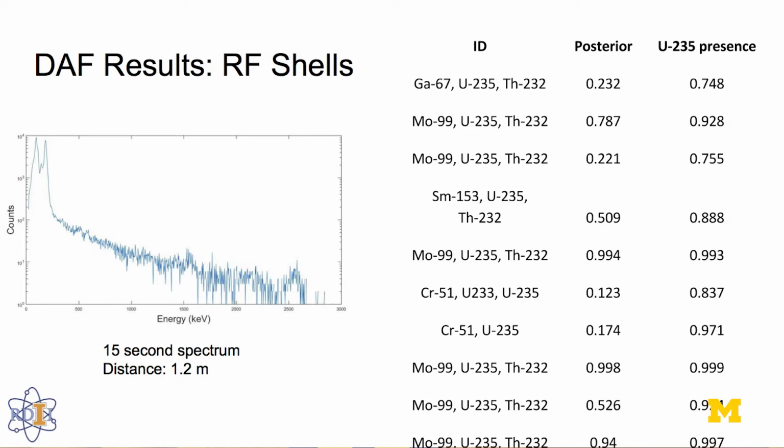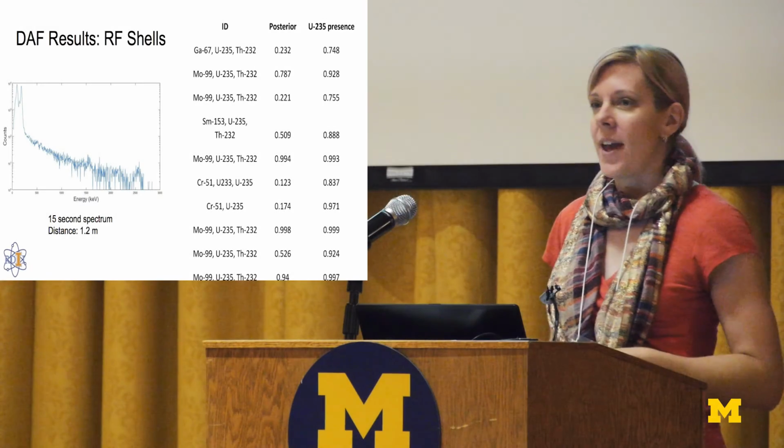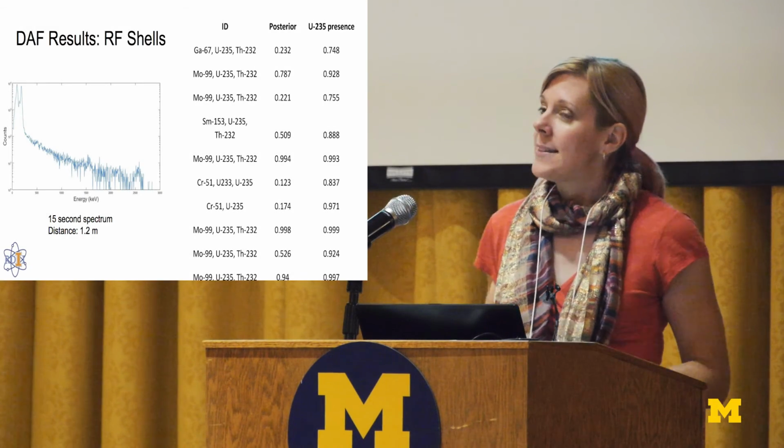We can do this also for the Rocky Flats shell. So this is 13.1 kilograms of highly enriched uranium, 15 seconds, distance of 1.2 meters. I'm not trying to pull the wool over anybody's eyes. You can see that there are misidentifications in here, there are false identifications in here. But the bottom line that everybody cares about is, okay, how correct is an identification? And that might sound like a simple question.